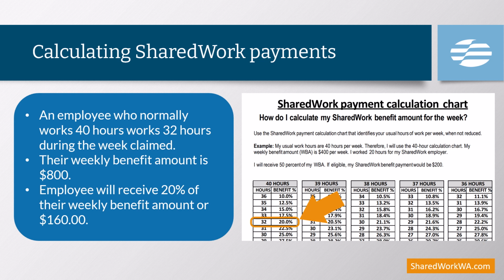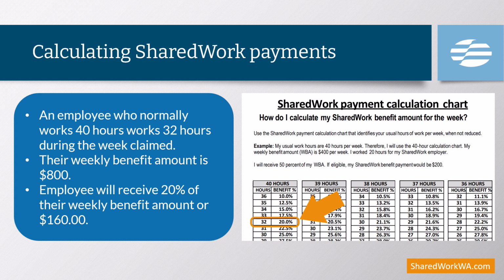In this case, the 32 hours box. Use the corresponding number in the benefit percentage column to calculate the percentage of the employee's weekly benefit amount they will receive. In this example, the employee will receive 20% of their weekly benefit amount. If their weekly benefit amount is $800, they would receive a $160 payment.